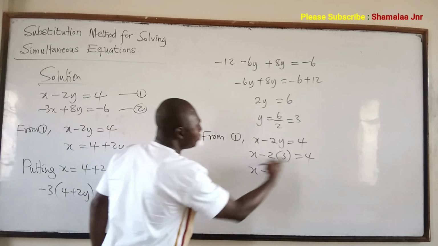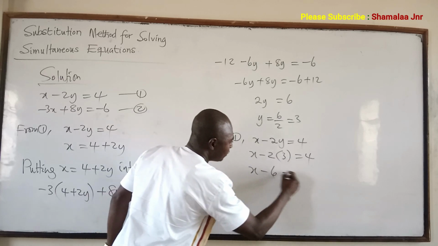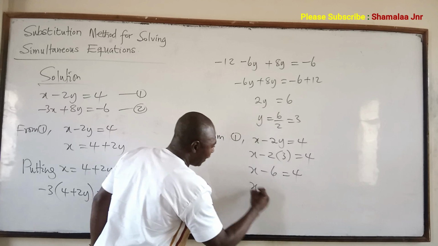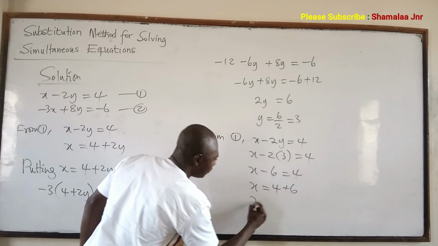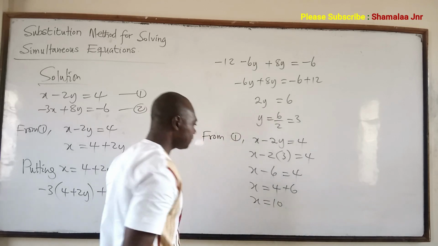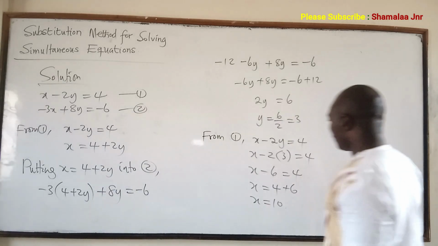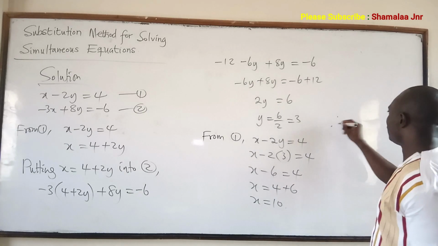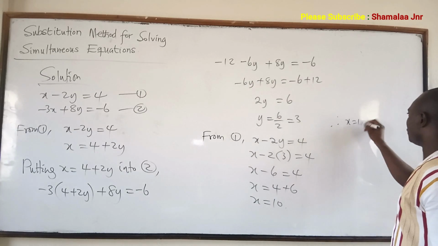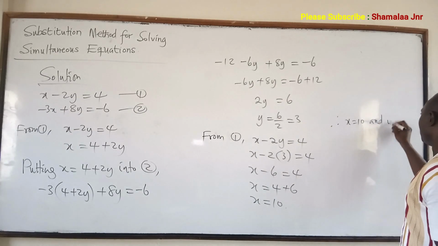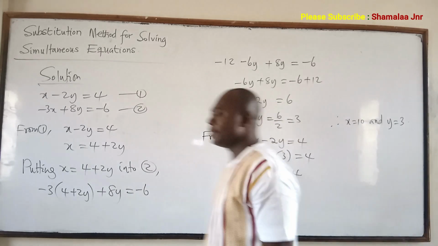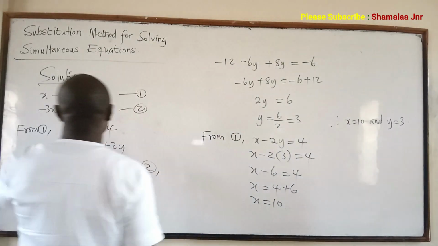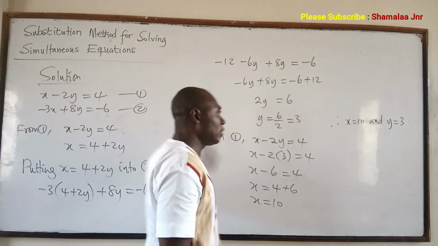x minus 2 times 3, which is negative 6, is equal to 4. So x is equal to 4. When the negative crosses the equality sign, it will be positive. So x is equal to 10. I see. So we can therefore say x is equal to 10 and y is equal to 3. You can say that this is the solution to this system of equations or these simultaneous equations.